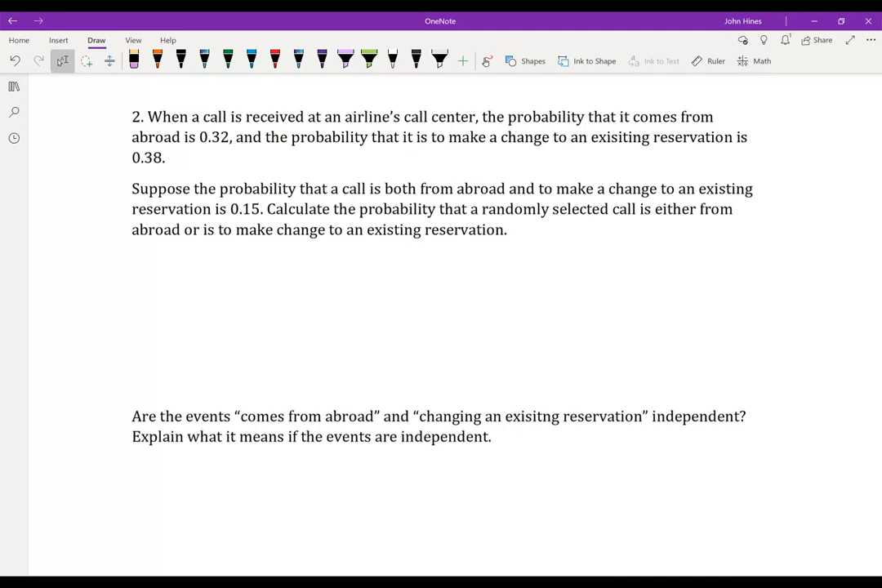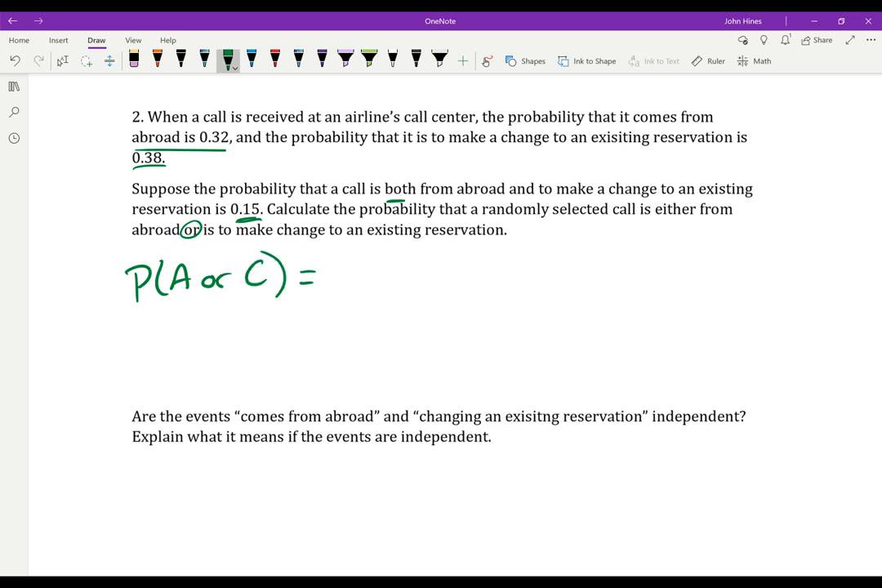So when a call is received at an airline's call center, the probability it comes from abroad is 32%, and the probability that it is to make a change to an existing reservation is 38%. So I have two events here. Suppose the probability that the call is both from abroad and a change is 15%. Calculate the probability that the call is either abroad or to make a change.